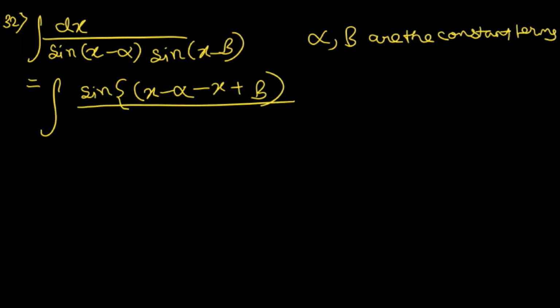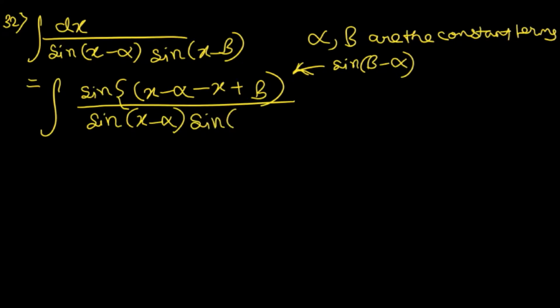So we are multiplying the numerator with what? This is actually sine(beta − alpha), because the plus and minus signs lead to cancellation of the x terms in the numerator. If you observe carefully, sine(x − alpha) is in the denominator, as given in the question. So we are multiplying the numerator with sine(beta − alpha). Obviously we need to multiply the denominator with sine(beta − alpha) as well.